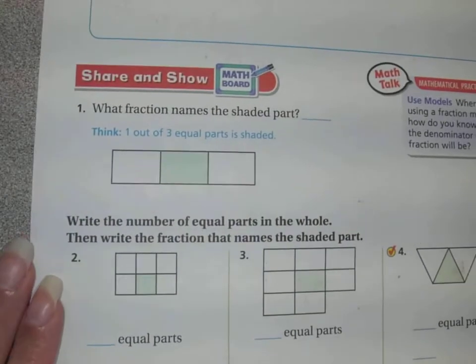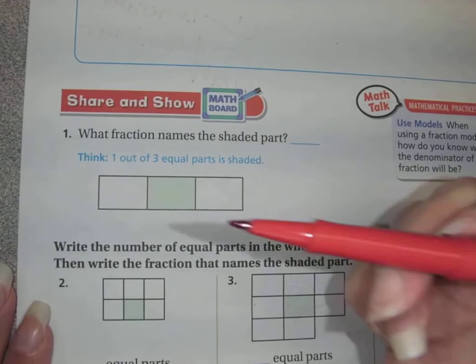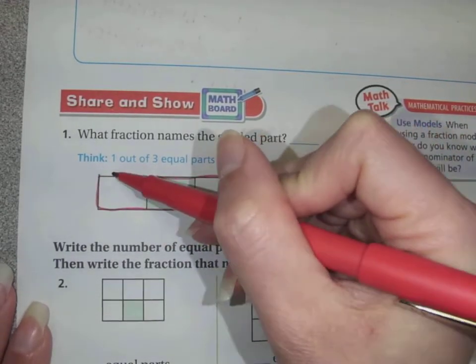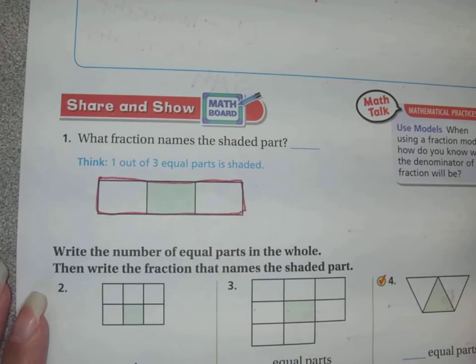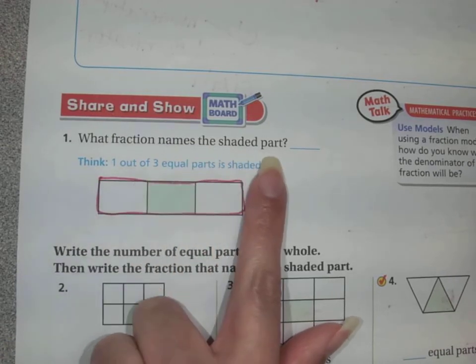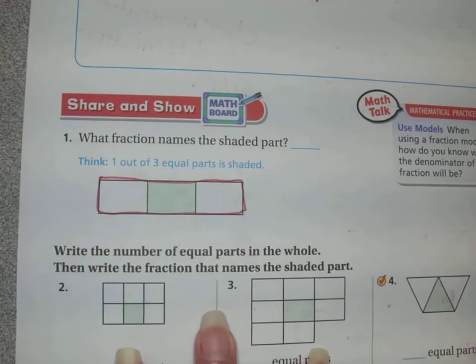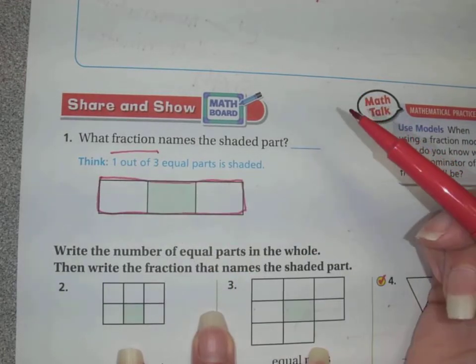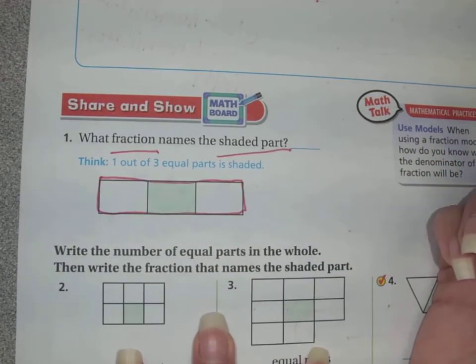Let's practice some. All right, so look at this whole. Okay, this whole. We could even think of it as a candy bar, right? I love to use food when we're talking about fractions. So the question says, what fraction names the shaded part? So, okay, guys, we're asked what fraction names the shaded part. So we have to make sure we have our numerator and denominator.